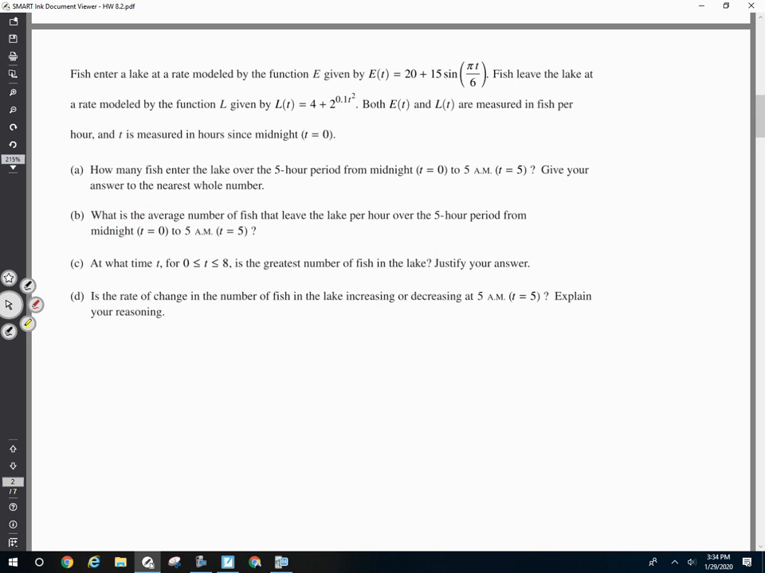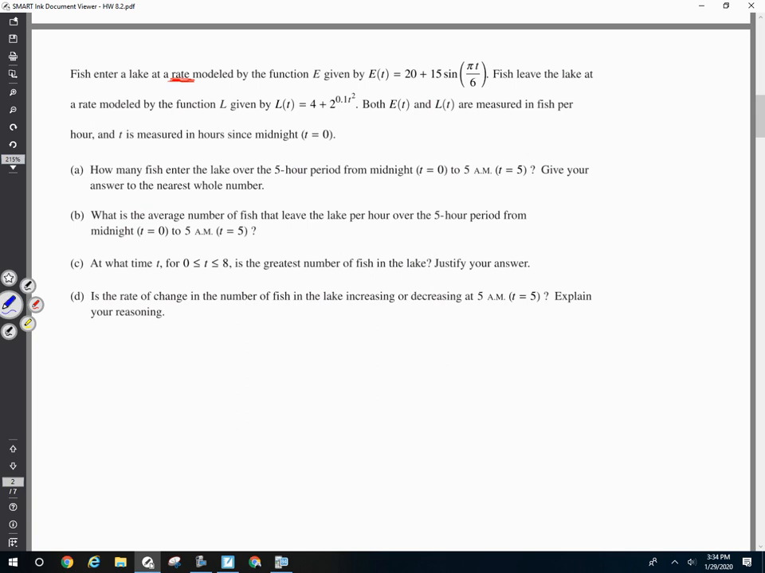We'll do a couple of free response questions, read them, but we're going to focus on just completing one free response question. It says, fish, this is the homework that we're looking at. Fish enter a lake at a rate modeled by the function E. Now, we read this word, and that should pique our interest. It's a rate. An E is given there. We're told fish leave the lake at a rate modeled by L, given there. And it says both E and L are measured in fish per hour.